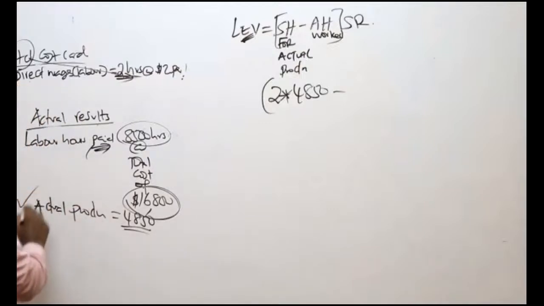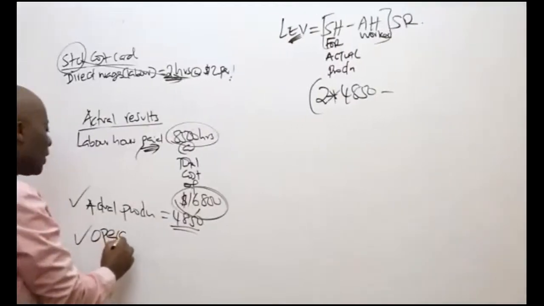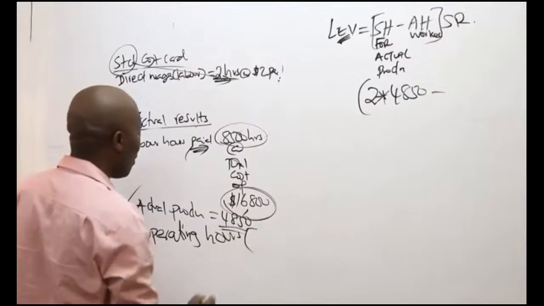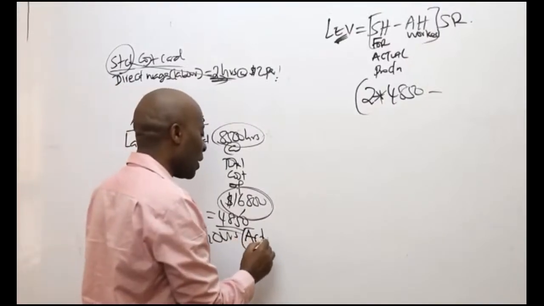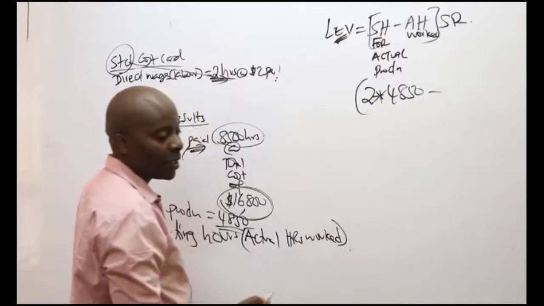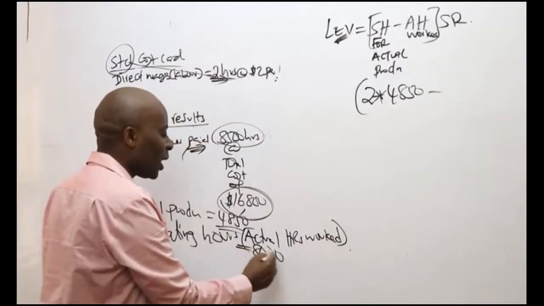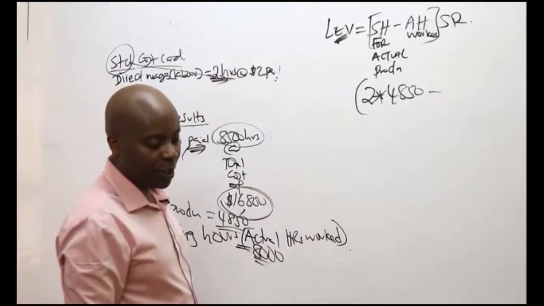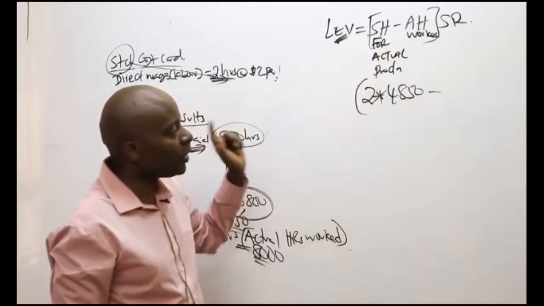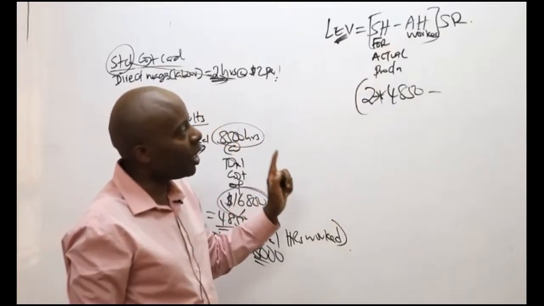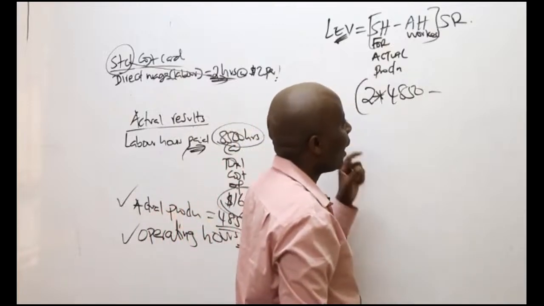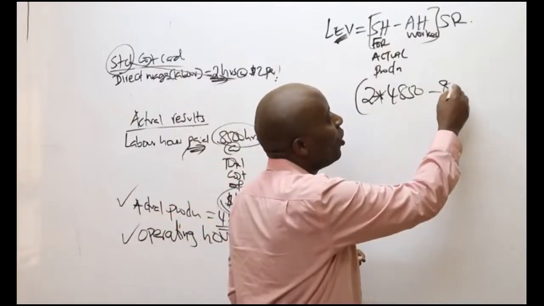Ladies and gentlemen, there is a place where they've told you the operating hours. Operating hours are the actual hours worked. And you can see that they were 8,000. To see how efficient these people were, we will always work with actual hours worked. They were not 8,500. 8,500 hours were the hours we actually got paid for. But the actual number of hours worked were 8,000 only.